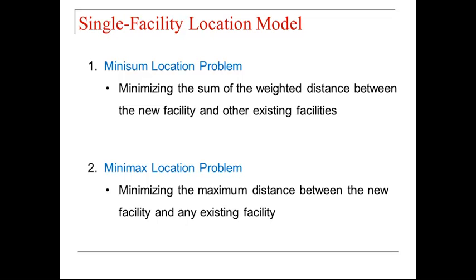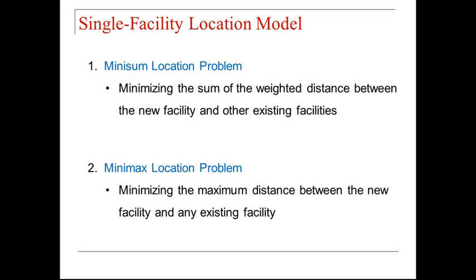You provide a higher weight value for that one, because you're pushing the model to locate you close to it in particular. The second approach is called the minimax location problem, which minimizes the maximum distance between the new facility and any existing facility. I want you to understand the difference between these two. In the first one, you're providing a weight. You're telling the model these are the ranks for the existing facilities in terms of your decision: I want you to be closer to this facility than the other one.